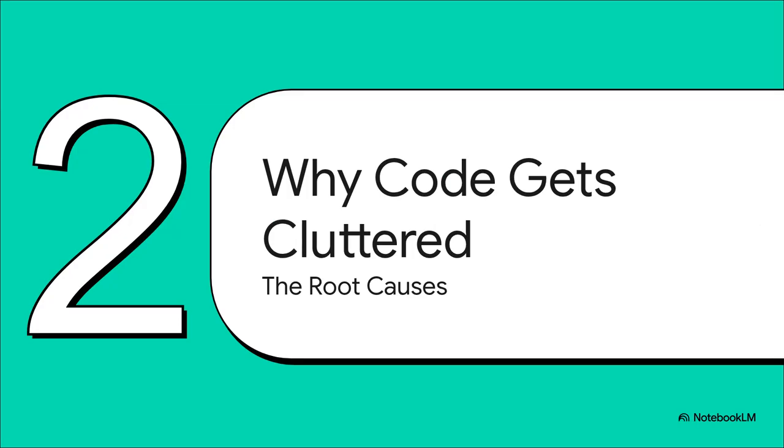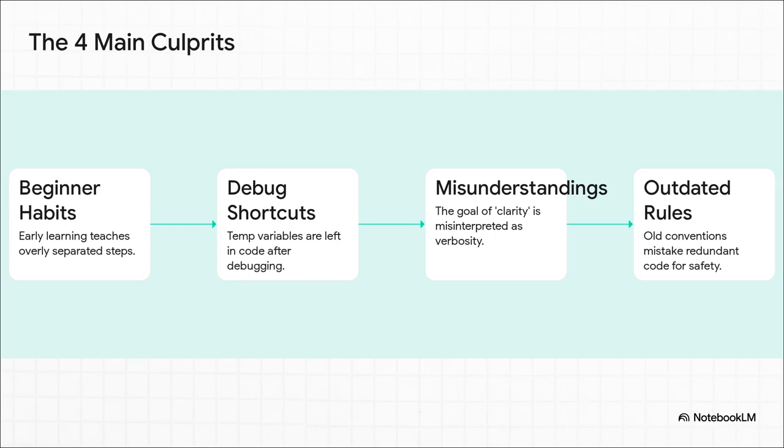So you're probably thinking, if this is so inefficient, why is this kind of code everywhere? Well, the answer isn't as simple as, oh, developers are just lazy or bad at their jobs. Not at all. The reasons are usually way deeper. They're systemic. They're actually baked into the very way we learn to code and the way we work together. The source breaks it down into 4 main culprits.